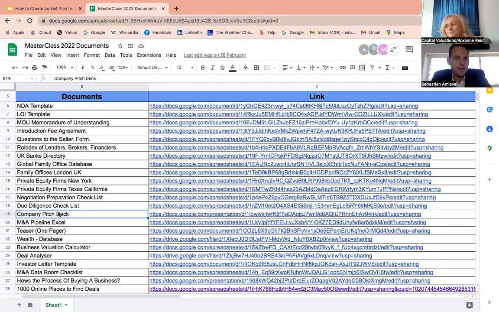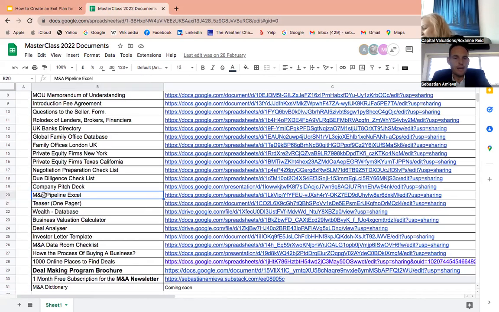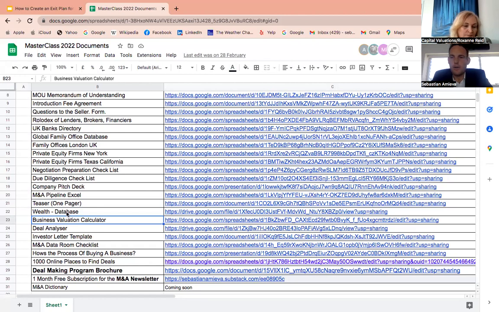Then you have a simple company pitch deck that you can use for preparing your pitch deck presentation. Then you have an M&A pipeline Excel to put all the deals that you are analyzing. Then you have a teaser, which is a one-page presentation. Normally brokers will send you a teaser, or one-pager as it's called. It's just a summary of the company that you are trying to buy or sell. Then you have a wealth database, with a few investors and people interesting that you can co-invest or co-partner with.